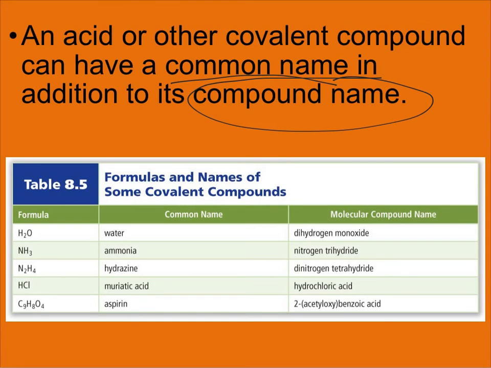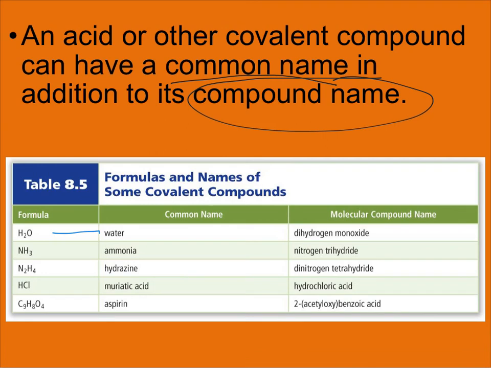So if we look here, H2O is water. But if you look at the formula of it, it would be dihydrogen, the 2 hydrogens, plus 1 oxide, so dihydrogen monoxide. Ammonia would be nitrogen for the 1 N, tri, the 3, hydride. Some of the others, like aspirin, is 2-acetyloxy-benzoic acid. This has more to do with benzo rings, stuff we'll get into later.